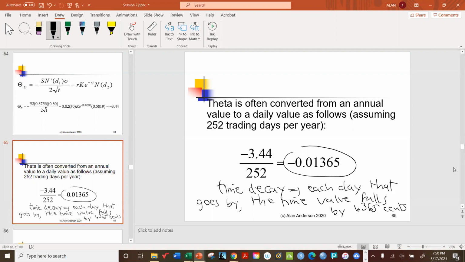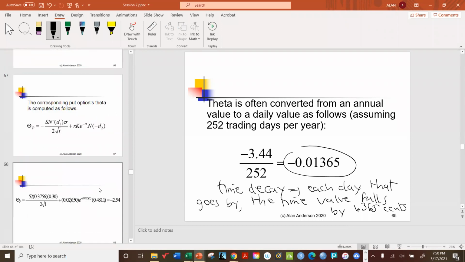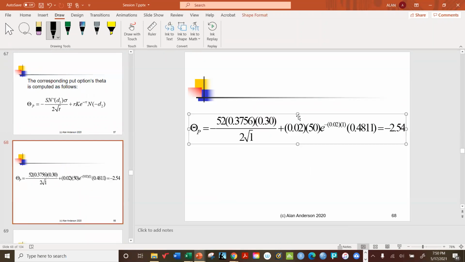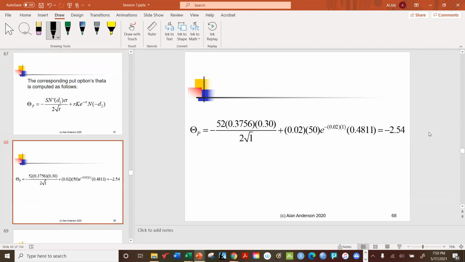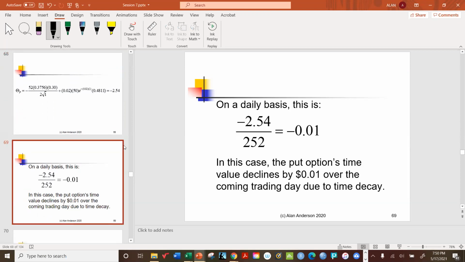So now for the put, we have something similar happening. The rate of decay can be different. This depends to a large degree on how far out of the money or in the money the option is. You'll get that when you see the graph. So this one is negative 2.54. It's not quite as bad. And that means roughly we lose 1 cent worth of value every day that goes by as we get closer to the maturity date.